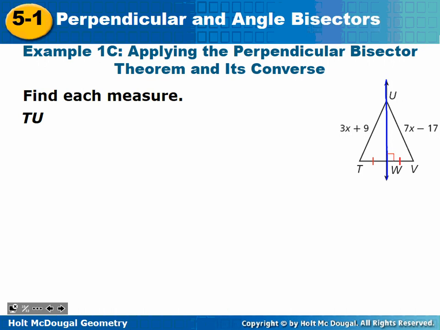Okay, so what does the perpendicular bisector theorem tell me then about this picture? Very good. It makes the two sides equal, so UT and UV must be the same length. Okay, and then once you see that, what can we do algebraically then to solve for x if those are equal? Okay, so what would I write, Reese?